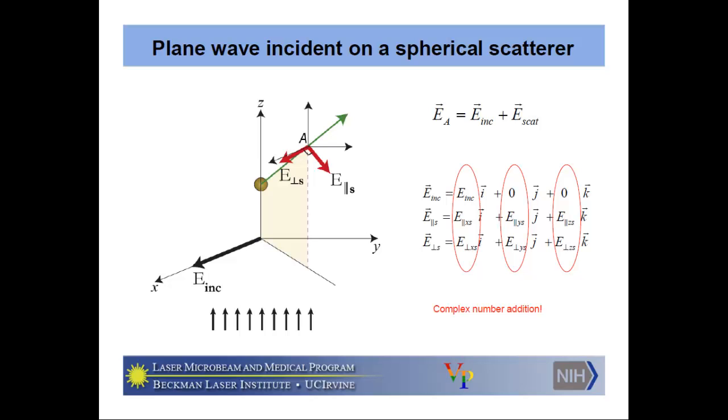You add the real part and imaginary part separately. You get the real part, you add the real part separately, imaginary part separately.